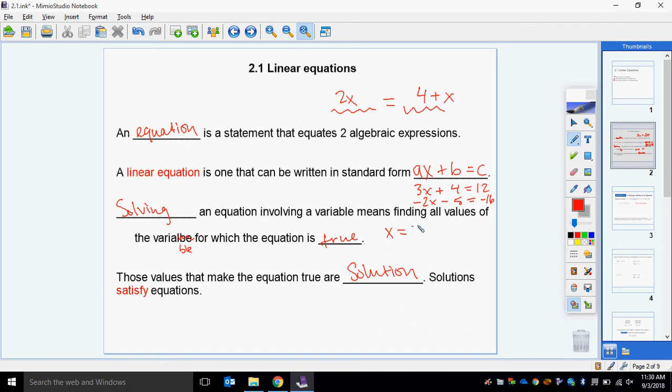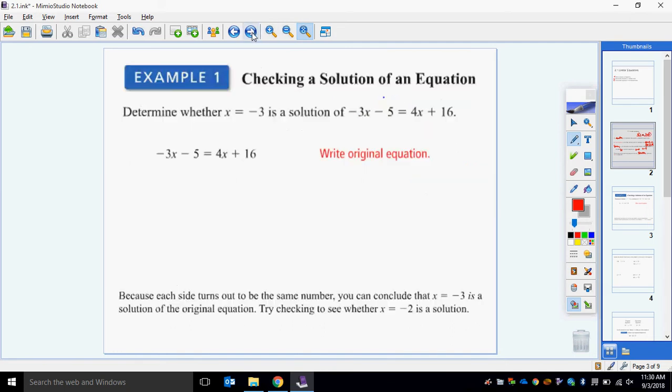You find out the number, you find out what x is, and that means when you plug in 7 on both sides, those sides are going to be equal. So let's check solutions. It says determine whether x equals negative 3 is a solution of this equation. So here's our original equation.